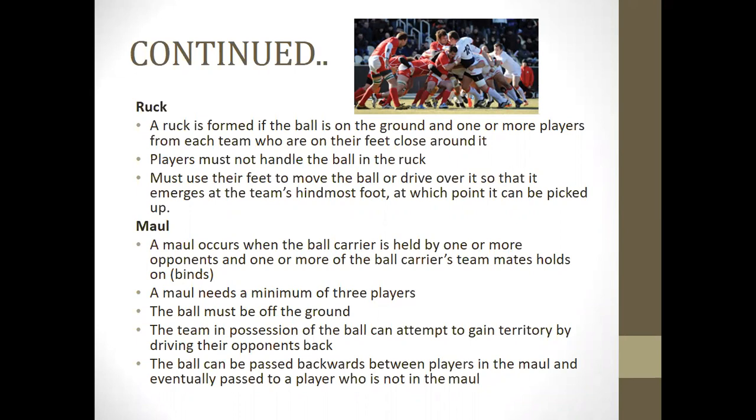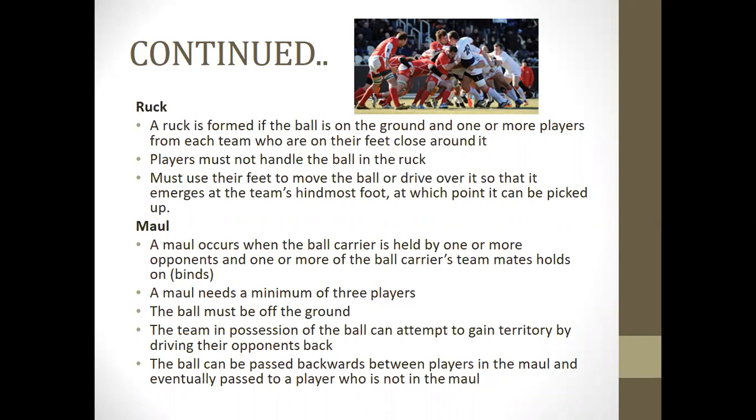Okay, so it occurs when the ball carrier is held by one or more opponents, and one or more of the ball carrier's teammates also bind on. A maul needs a minimum of 3 players. The ball must be off the ground for it to be defined as a maul. The team in possession of the ball can attempt to gain territory by driving their opponents back if they have better mauling skills, or maybe because they are just much stronger as a unit. And then the ball can be passed backwards between players in the maul and eventually passed to a player who is not in the maul.